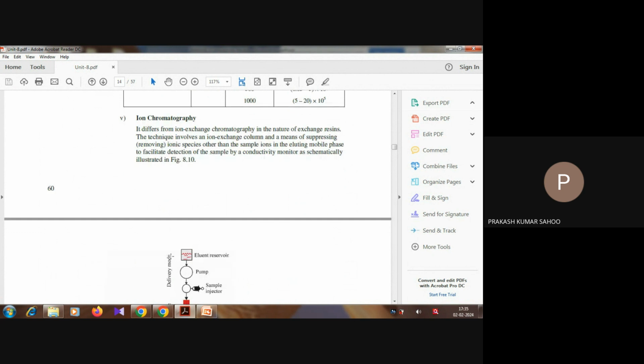Then we have ion chromatography. It is a little bit different from ion exchange chromatography in the nature of the exchange resin. So ion exchange chromatography and ion chromatography are of different types. Here the nature of the exchange resin is different. The technique involves an ion exchange column and a means of suppressing ion species other than the sample ion in the eluting mobile phase to facilitate detection of the sample by conductivity monitor, as demonstrated.